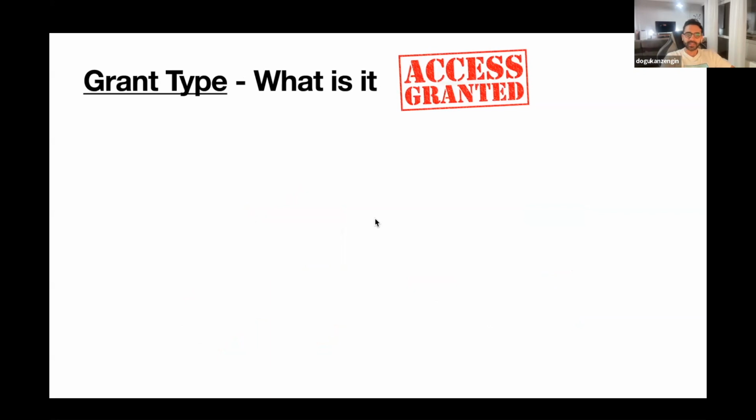Another item you will hear a lot in OAuth is grant type. Grant types are basically alternative ways of retrieving an access token, or your key card, from the issuer, from the authorization server.